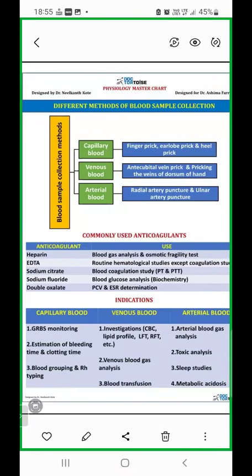But if you want a sample of serum, what is serum? Serum is plasma minus fibrinogen and all the other clotting factors. And plasma is what? Plasma is blood minus all the blood cells. So for serum, transfer the blood from the syringe to a container which should not contain any anticoagulant, and it should be kept undisturbed.